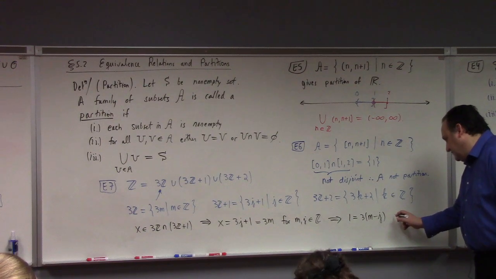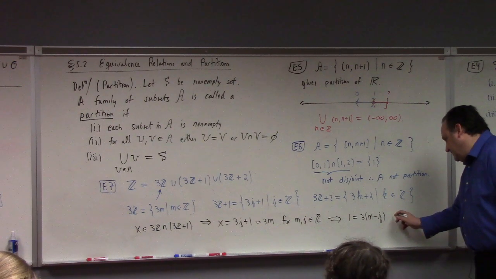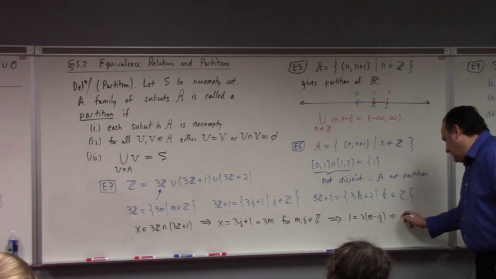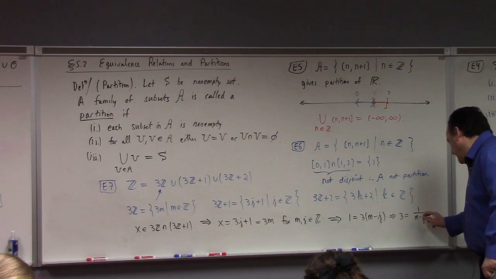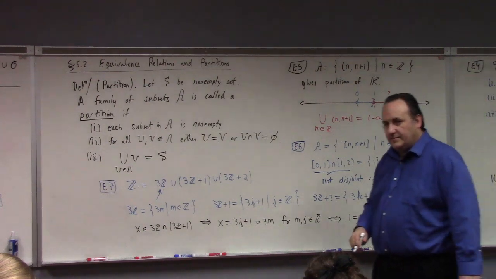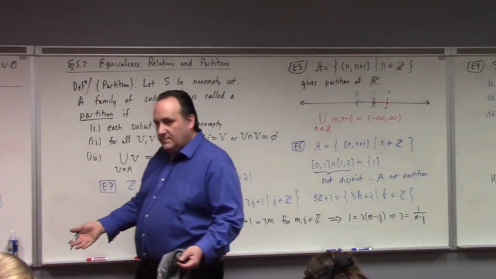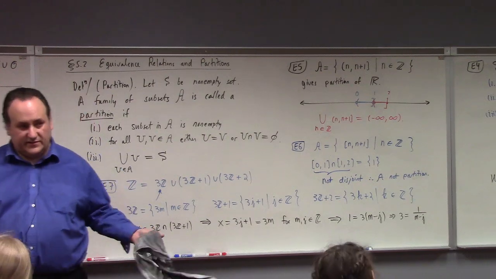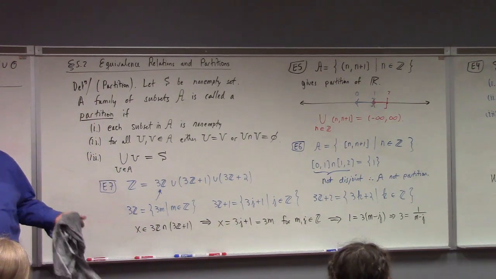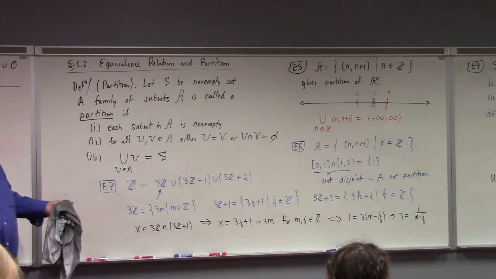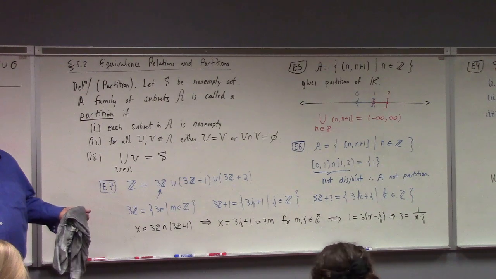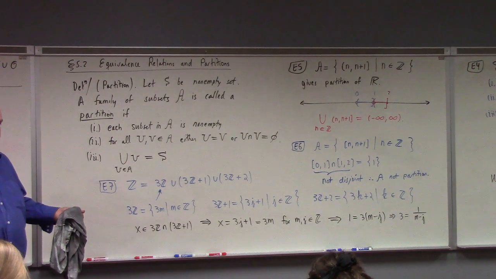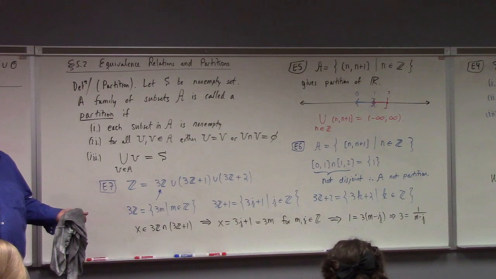Which would imply that 3 is equal to 1 over m minus j. Well, if m is equal to j, we get 0 equals 1, which is a contradiction. If m is not equal to j, we can divide by m minus j, and then I get that 3 is equal to 1 over m minus j, which is clearly absurd, because 3 is not equal to a fraction that's less than 1.